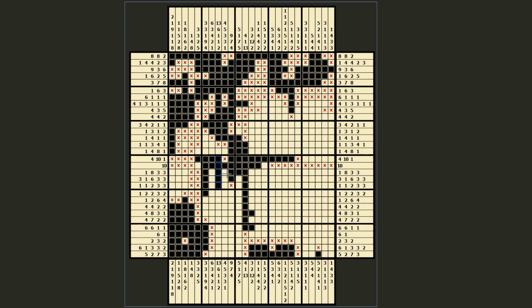This has to be the 8, right? Yeah, that has to be part of the 8. So this is 4 5 3. Yeah. This is at least a 4. We don't know what it is yet, but it's at least a 4. Oh, there's 12 over here. That's all the 12. Okay.